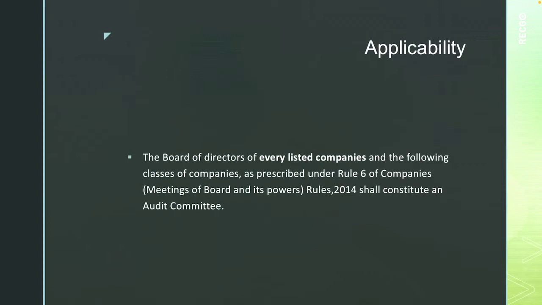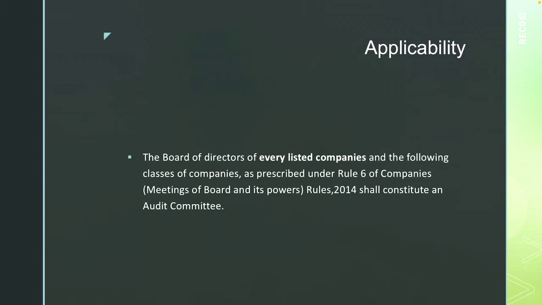Now we'll understand what is applicability, that is, which law will be applicable for forming the audit committee. We'll read this. The board of directors of every listed company and the following classes of companies prescribed under Rule 6 of the Companies Rules 2014 shall constitute an audit committee. That is section 177 of the Act, read with Rule 6 of the Companies (Meetings of Board and its Powers) Rules, 2014.